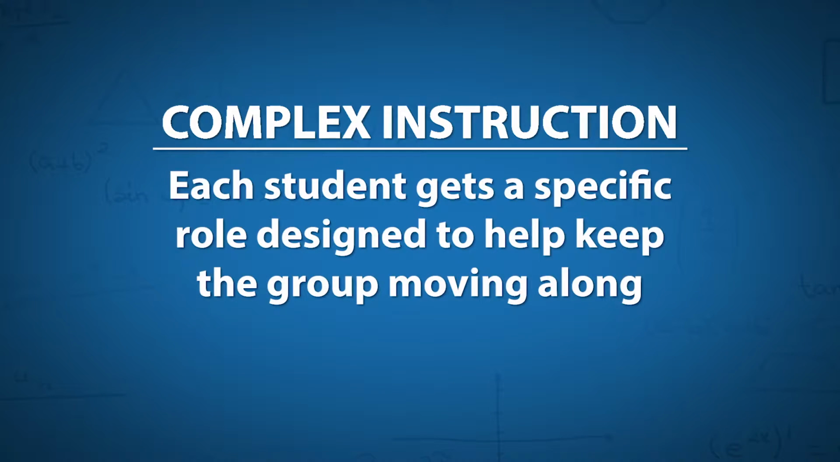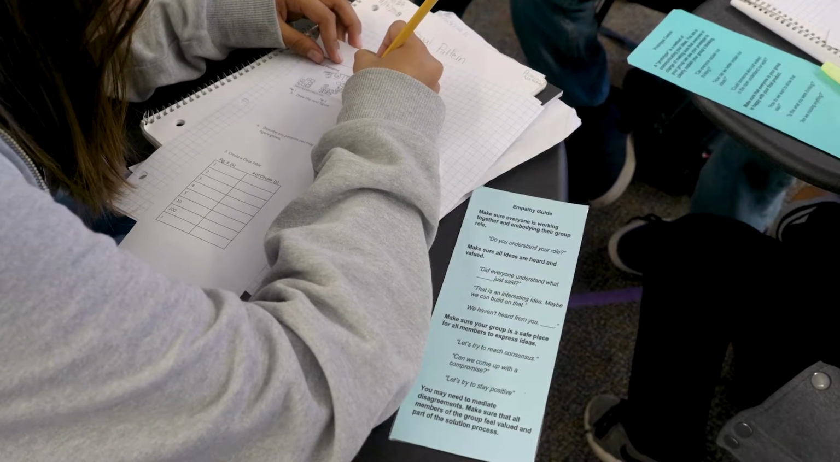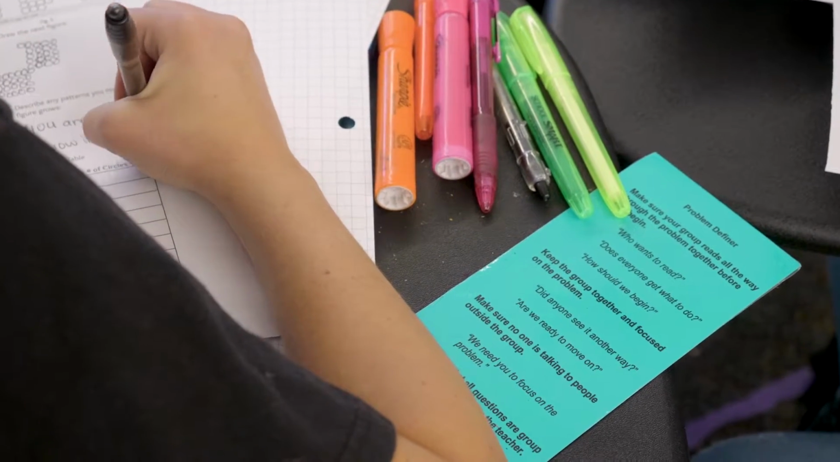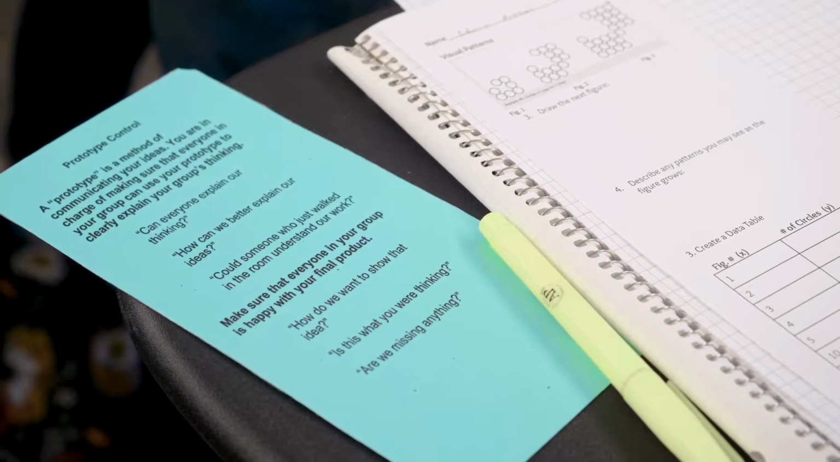Instead of giving students specific tasks to do, it gives students a different set of norms that they're in charge of enforcing. So each student gets a specific role, and their role is designed to help keep the group moving along. For each group role, I have a card that I pass out, and it lists not only what that role is, but it also provides sentence frames to help the students know how to speak productively in that role.